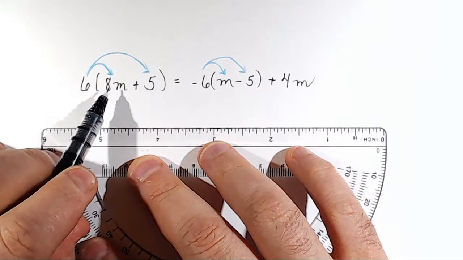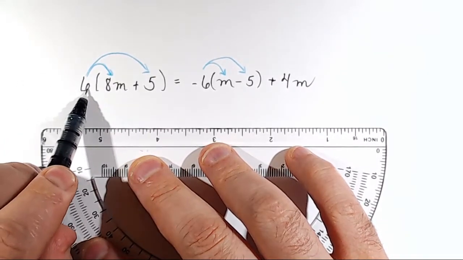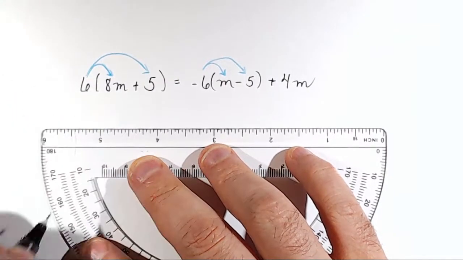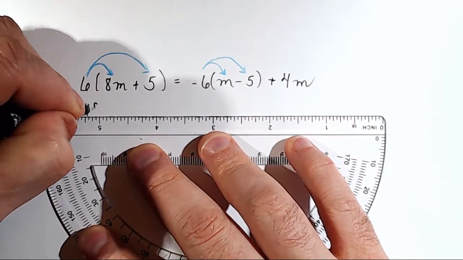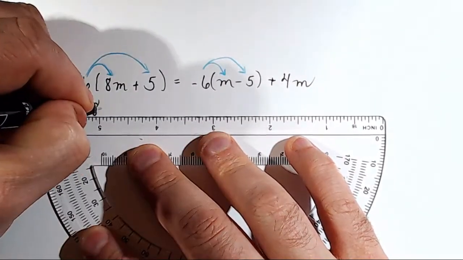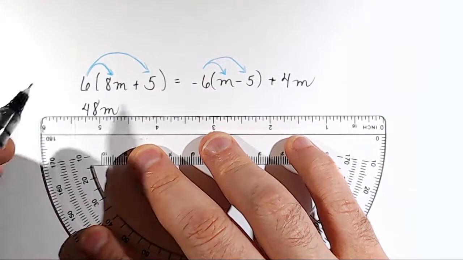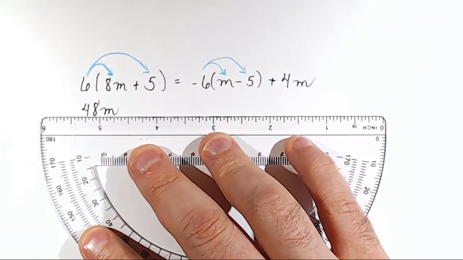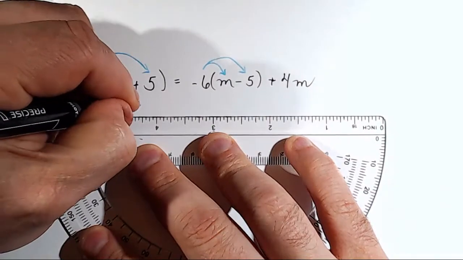6 times 8m. Well, what you do here is you multiply the 6 times the 8, and the m comes along for the ride. So 6 times 8m is 48m, because 6 times 8 is 48, and the m comes along for the ride. And then 6 times 5 is 30. Both numbers are positive, so we just put plus 30.